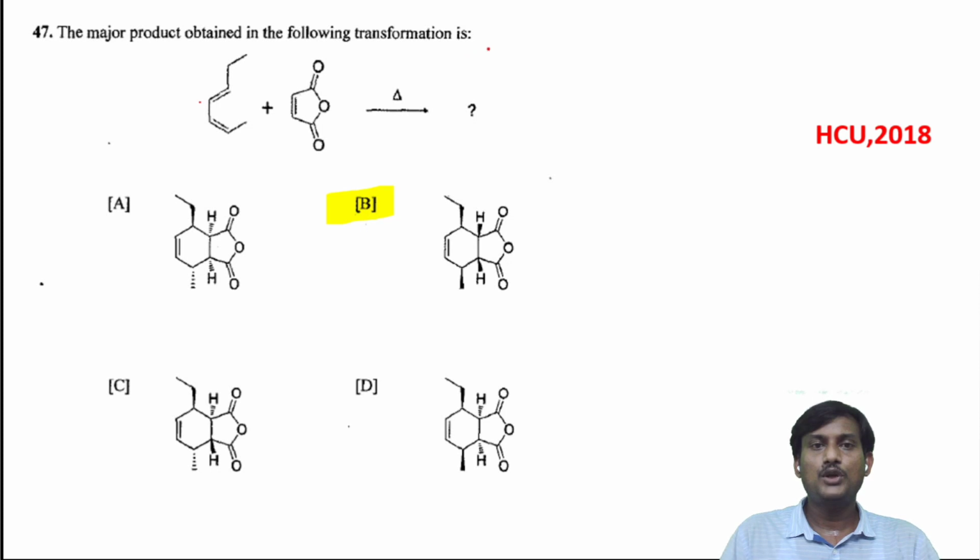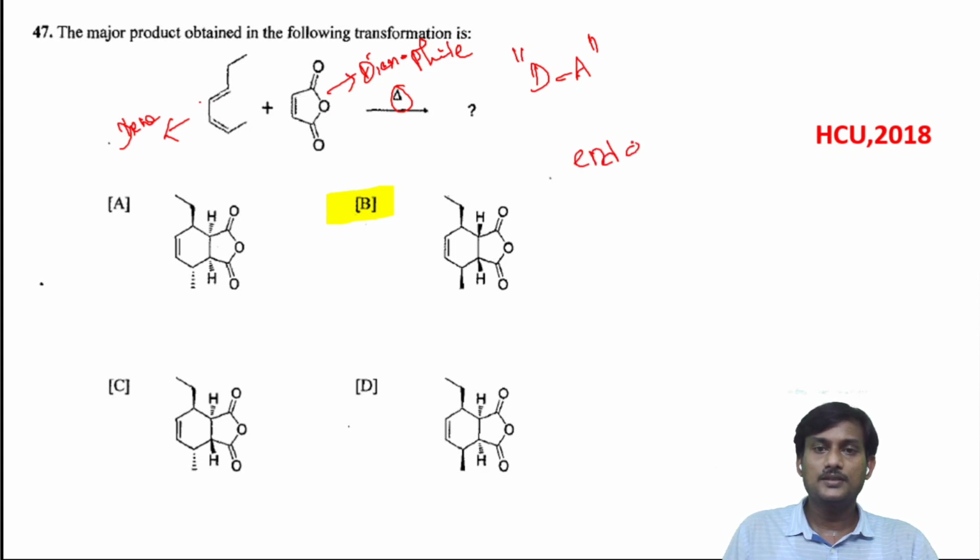The major product obtained in the following transformation is... this is the diene, and this is the dienophile. Here there is a 4+2 cycloaddition reaction that takes place in presence of heat. It's a Diels-Alder reaction. In Diels-Alder reaction, the endo product is favored. In the endo product, this ring should be below the plane. When this ring is below the plane, the hydrogen should be above the plane. So this is not the correct option, as both are below the plane. This is not correct. One is below, one is above. This is also not correct.